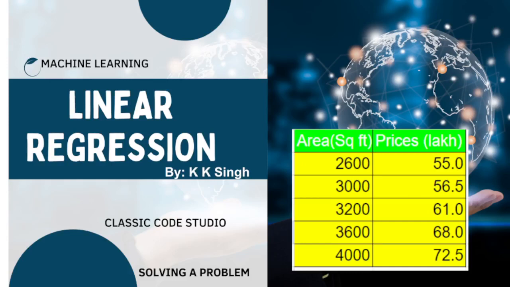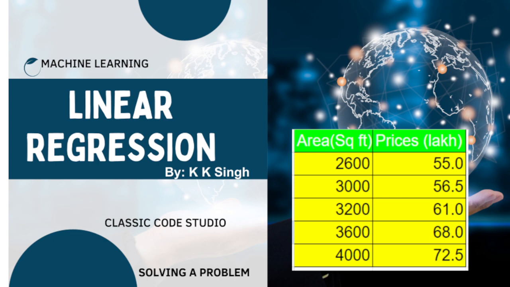I am KK Singh and today I am here with the same topic, linear regression. Last time we discussed a problem with age and height, and this time I am going to discuss another program. Here there is a data set of house prices where we have two columns. One is the area of the house and the other is the price related to the house.